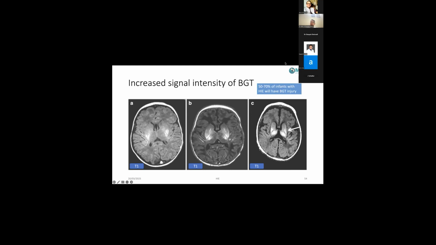And 50 to 70% of the infants with the HI will always have the basal ganglia thalamic areas injuries.